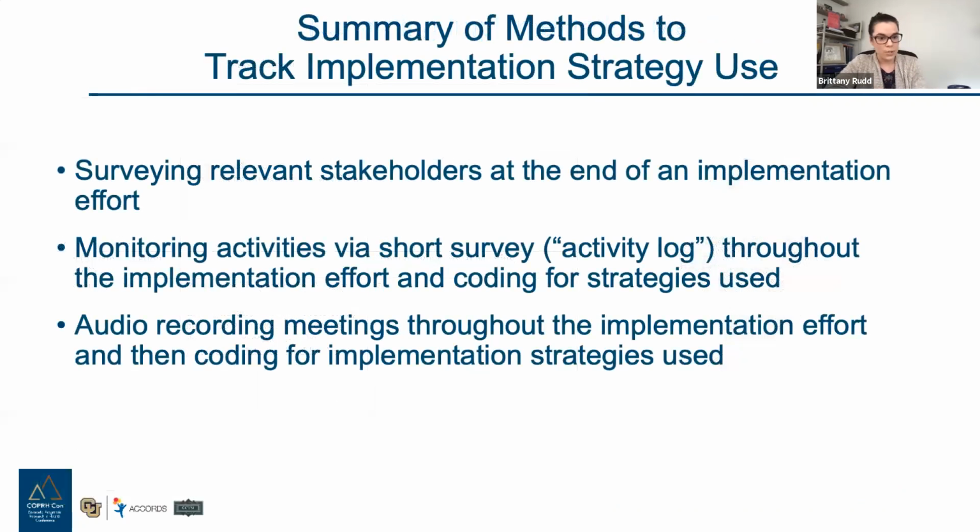So here are three options that vary in terms of their level of pragmatism, I'll say. Surveying stakeholders is probably the easiest, lowest hanging fruit for understanding implementation strategy use. You can then monitor activities in a thoughtful way, having stakeholders complete information, and you can audio record information across time and then use the transcriptions to code for implementation strategies used across time.